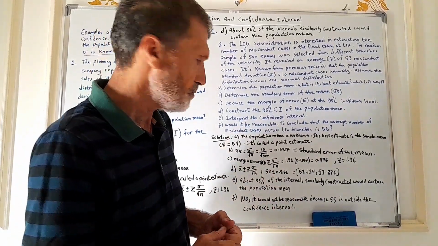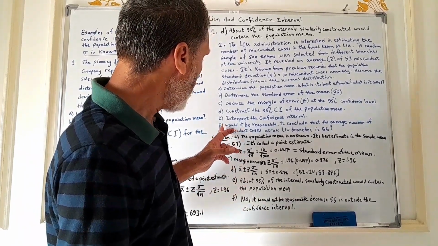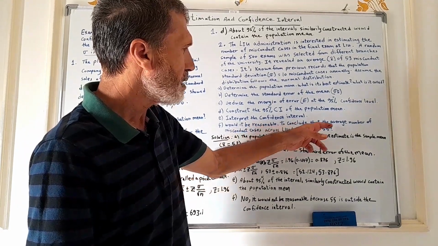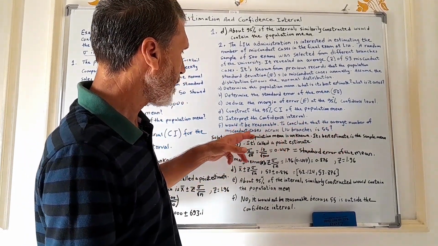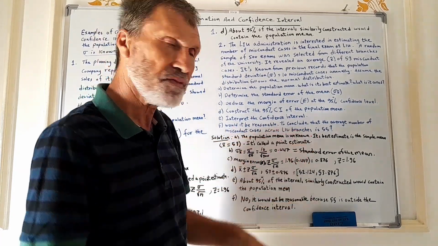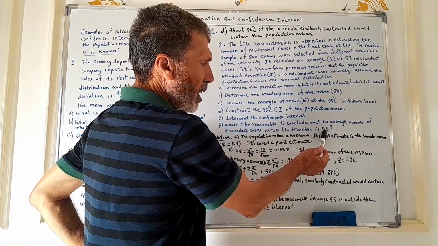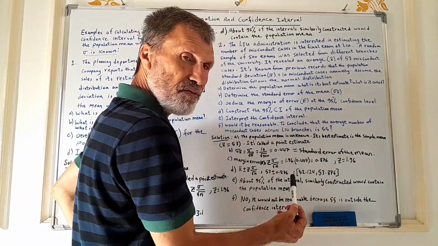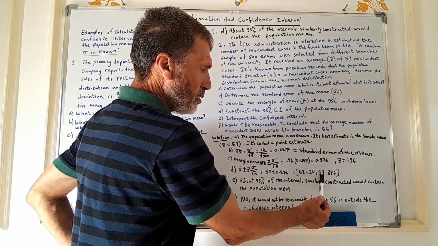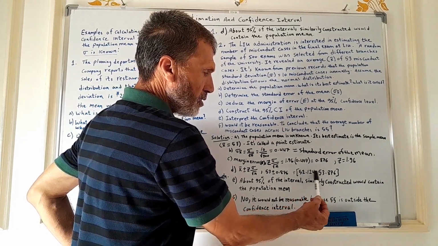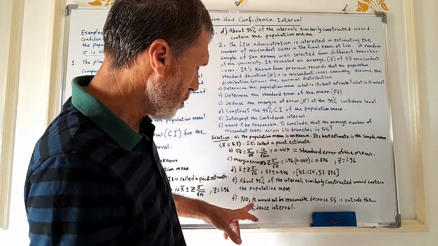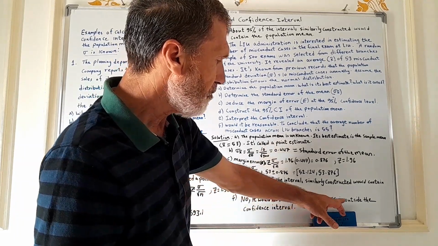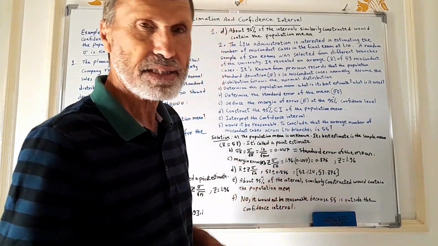Now, would it be reasonable to conclude that the average number of misconduct cases across all IU branches is 55? Well, as you can see, 55 is outside the confidence interval or this kind of range. Therefore, we say no, it would not be reasonable because 55 is outside the confidence interval.